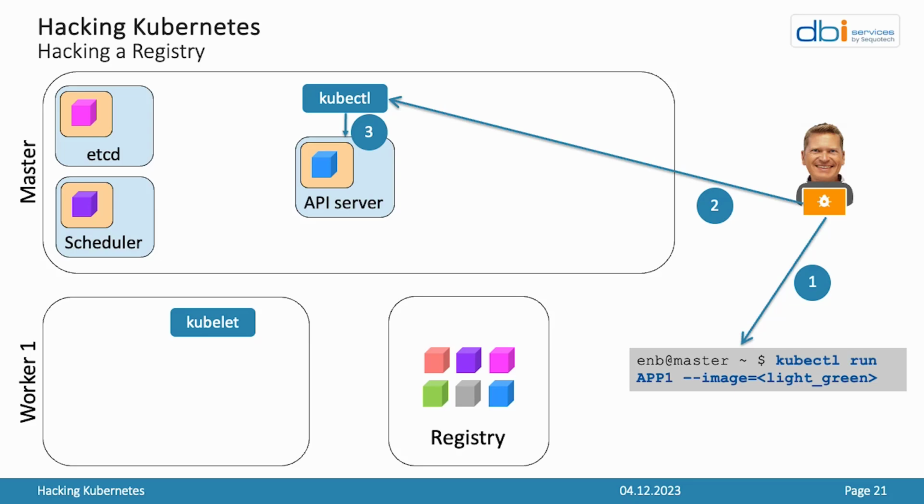I reach the API server to validate my command, and the API server is going to store that command into the etcd database. Now there is another component that comes into play. That's the scheduler that is regularly checking with the API server if there is something new to do.